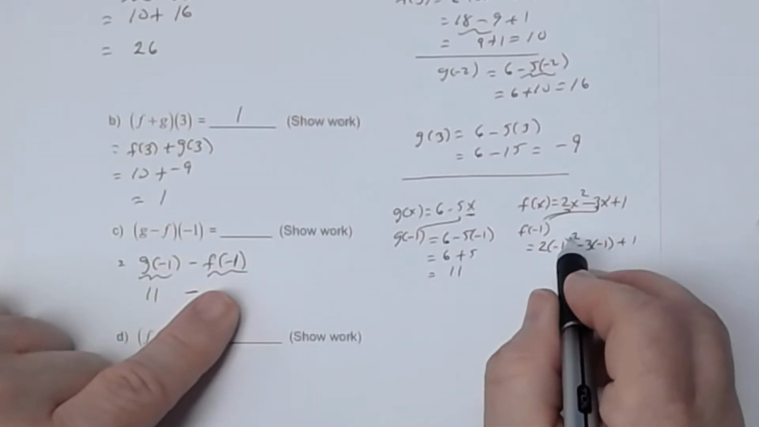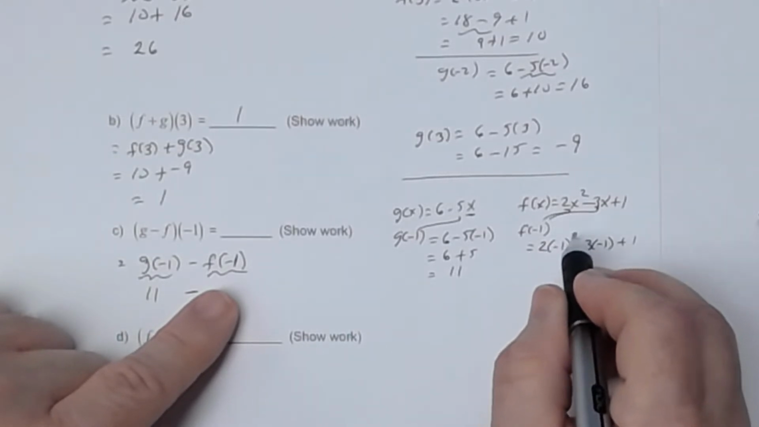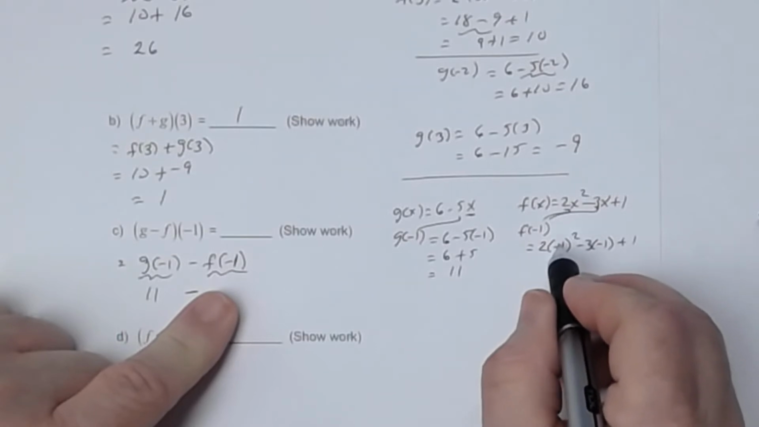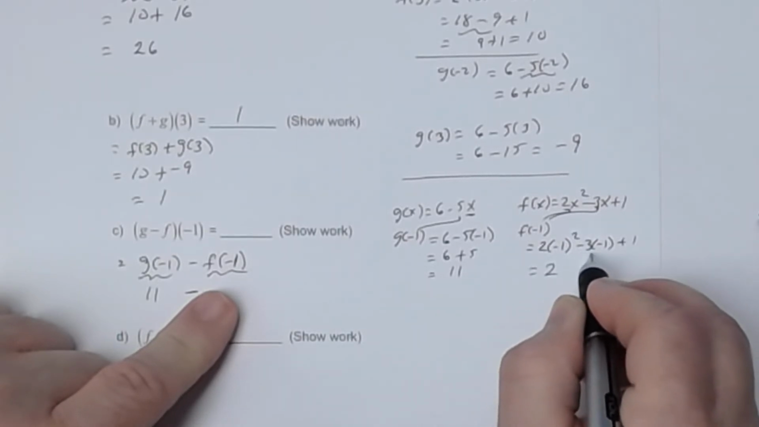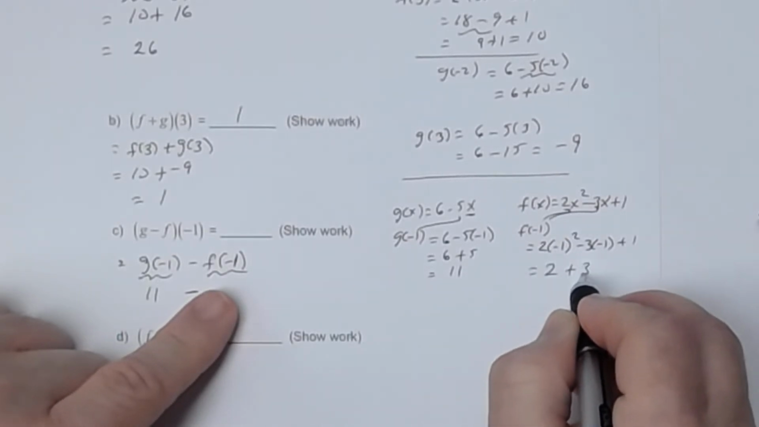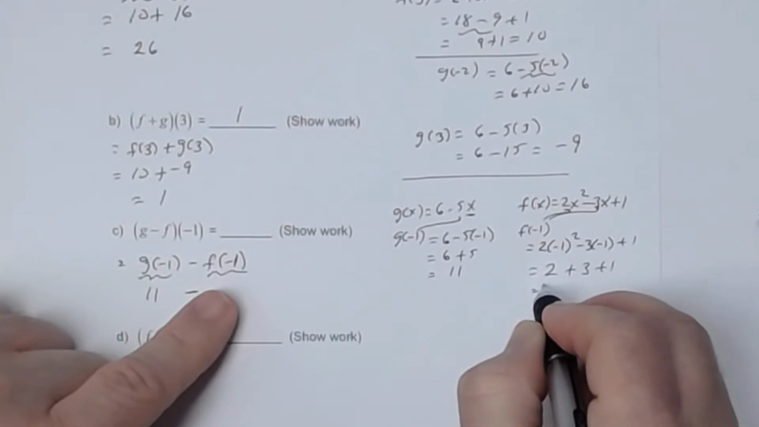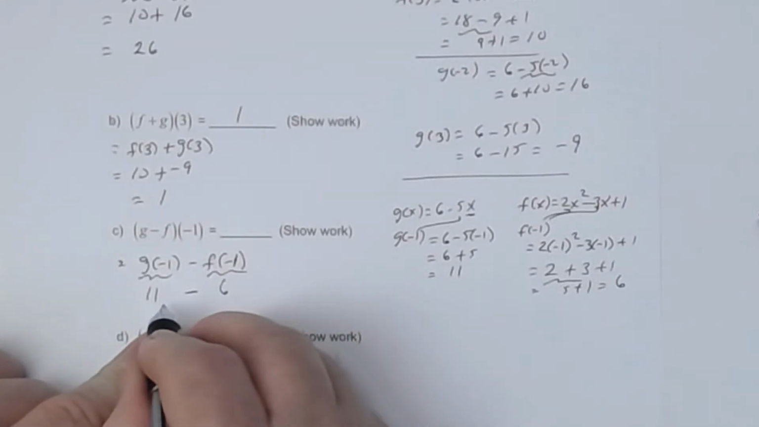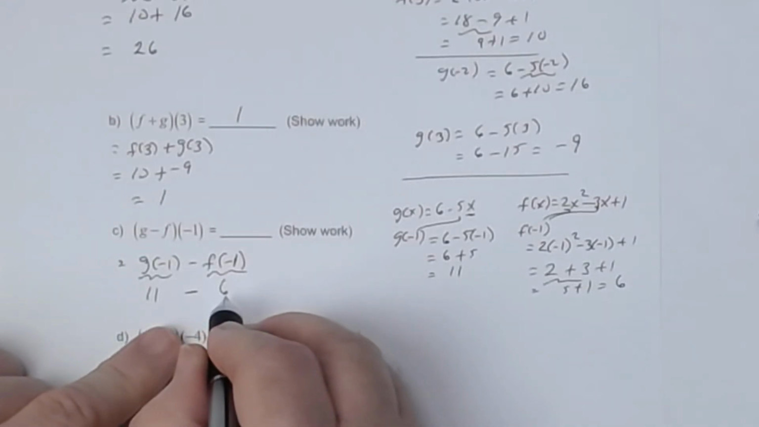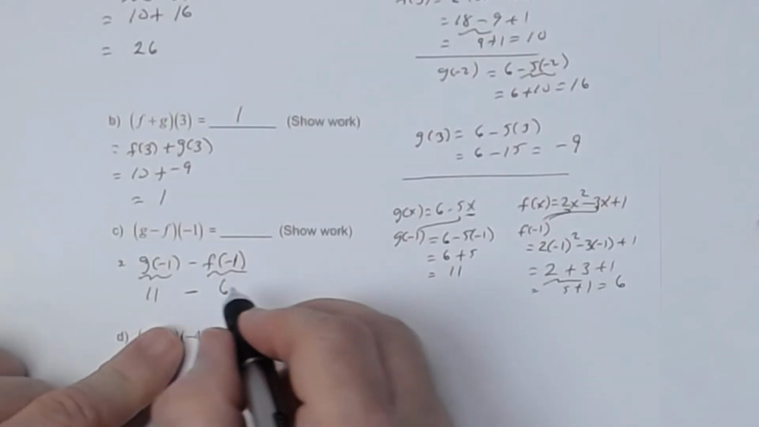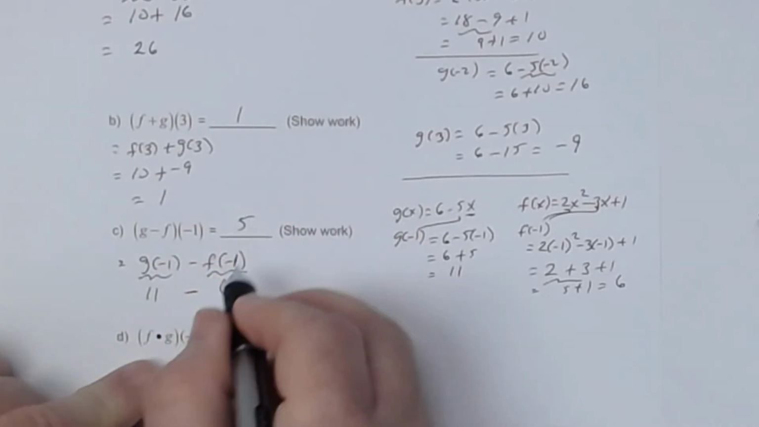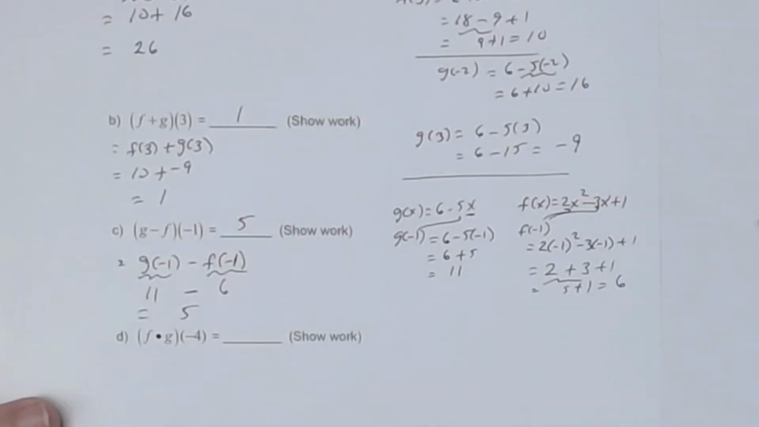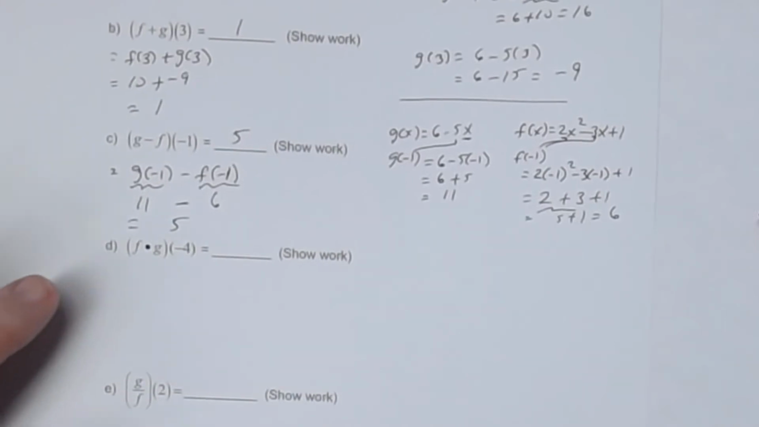So order of operations, negative 1 times itself is a positive 1, right? 1 times 2 is 2. Negative 3 times negative 1 is a positive 3, and then plus 1. So I get 5 plus 1, which is 6. So 11 minus 6 is going to be 5, right? So that's 5. Okay? All right. Letter D.